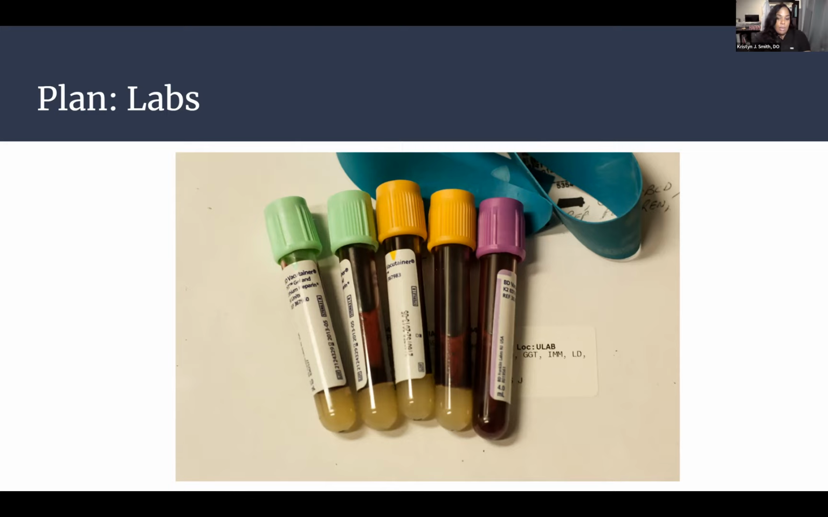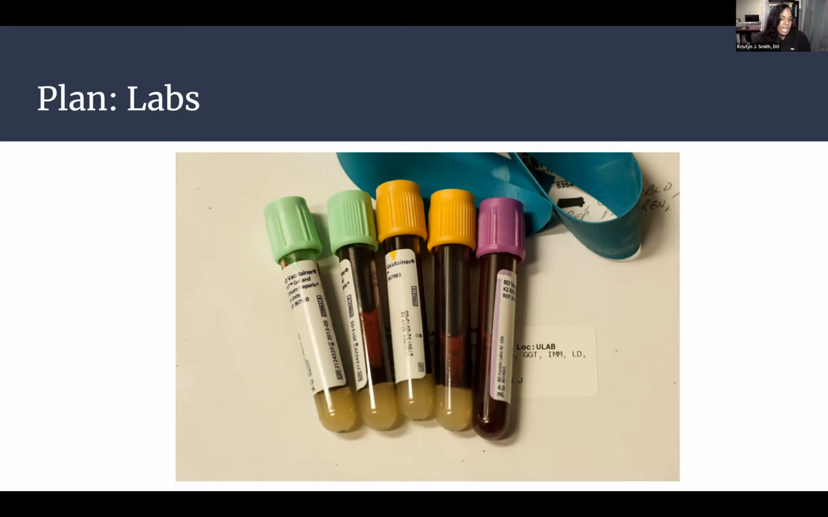Other tests that you may want to consider that aren't necessary for every single patient presenting with abdominal pain include troponin, and stool studies or stool cultures for those patients who have a history of being immunocompromised or have a unique travel history or camping history.